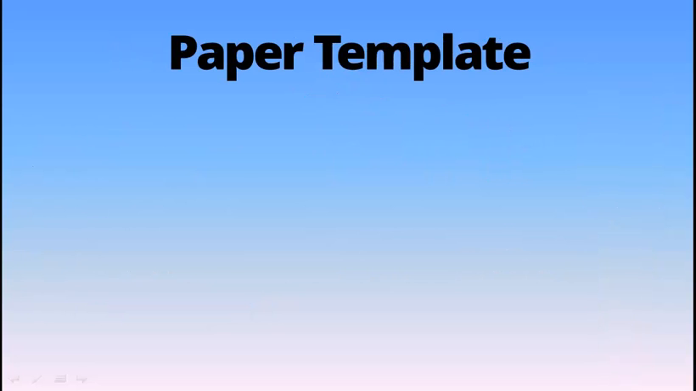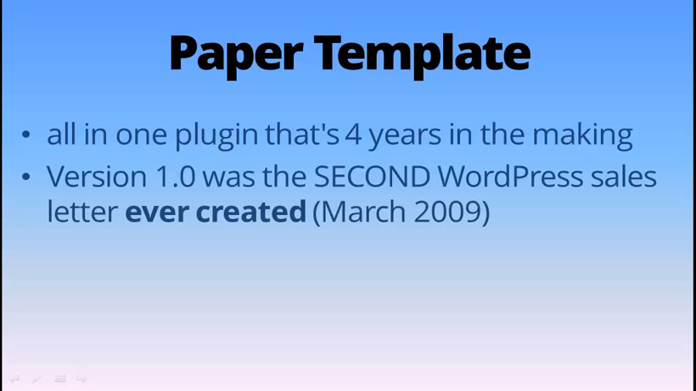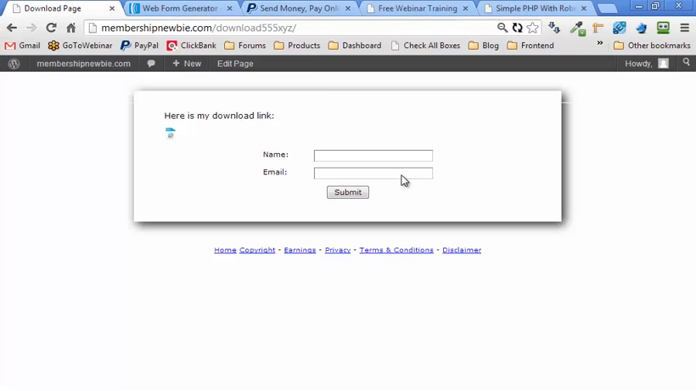And that's why we have this thing called the paper template. It's an all-in-one plugin that's 4 years in the making. Basically, 4 years ago, I released the second WordPress sales letter plugin ever created. All right, one guy beat us to it, but his wasn't very good. So we created a plugin for WordPress where not only did it make a WordPress blog look like a piece of paper, but it also gave you plug and play, drag and drop headlines.